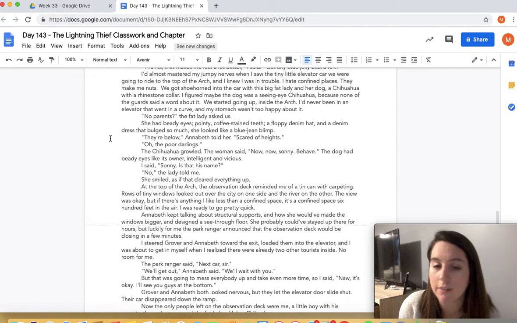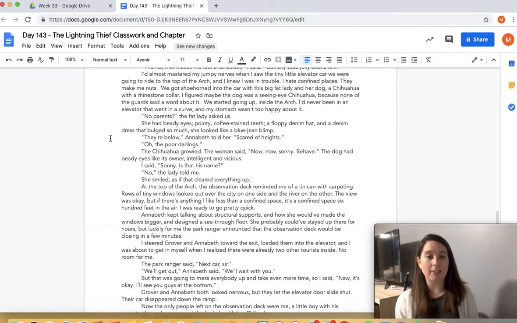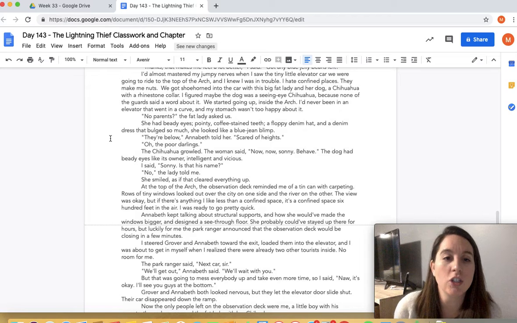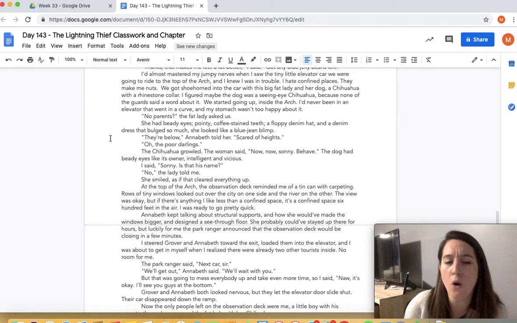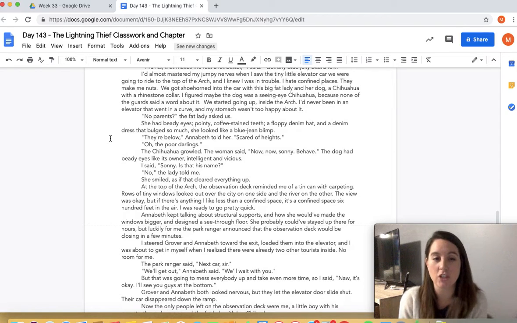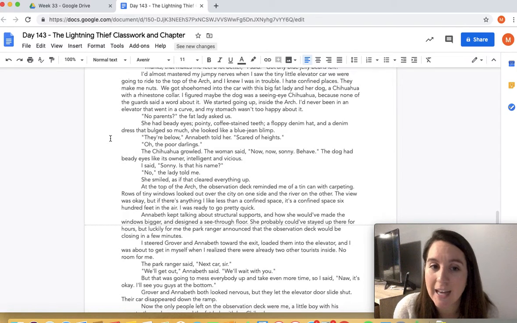"No parents?" the fat lady asked us. She had beady eyes, pointy, coffee-stained teeth, a floppy denim hat, and a denim dress that bulged so much she looked like a blue jean blimp. "They're below," Annabeth told her. "Scared of heights." "Oh, poor darlings." The chihuahua growled. The woman said, "Now, Sonny, behave." The dog had beady eyes like its owner, intelligent and vicious. I said, "Sonny, is that his name?" "No," the lady told me. She smiled as if that cleared everything up.